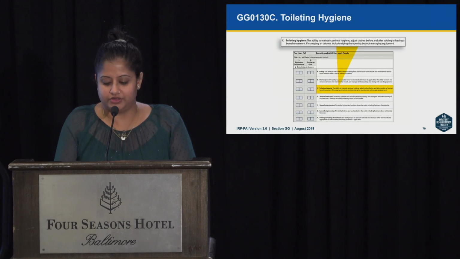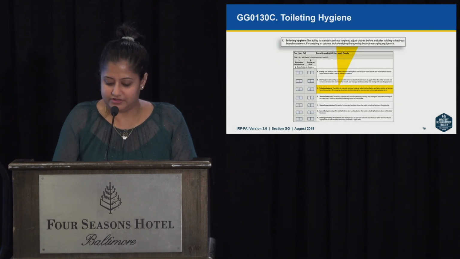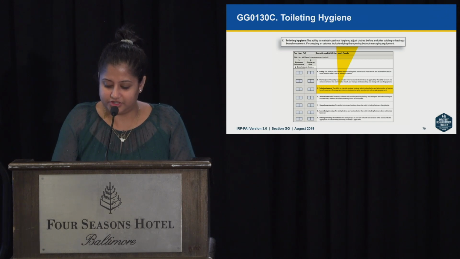Next, we have GG0130C, toileting hygiene. This is the ability to maintain perineal hygiene, adjust clothes before and after voiding or having a bowel movement, and if managing an ostomy, include wiping the opening but not managing the equipment.